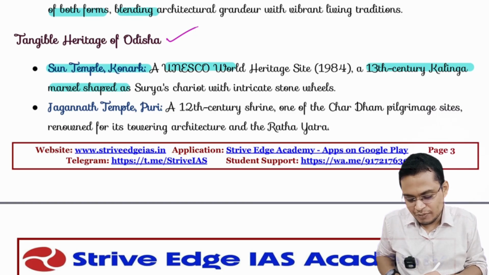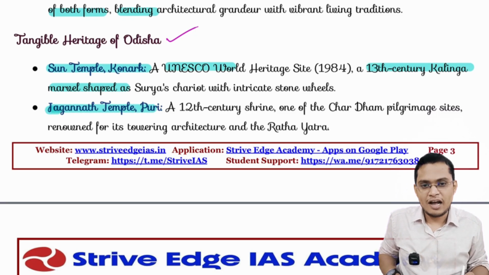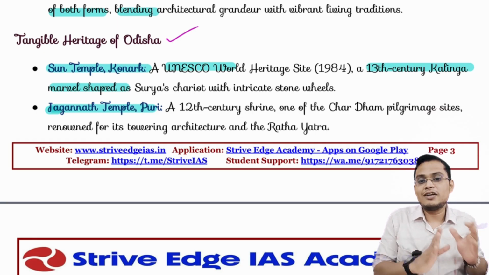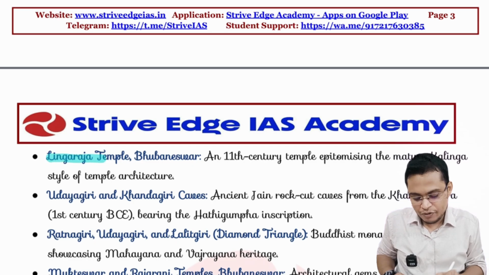So next one is the Jagannath Puri temple. You can discuss that also. A 12th century shrine, one of the four dhams. Tell me in the comment box what the other three dhams of India are. So next is the Lingaraj temple of Bhubaneswar. It is also very good. So you have to discuss that as well.